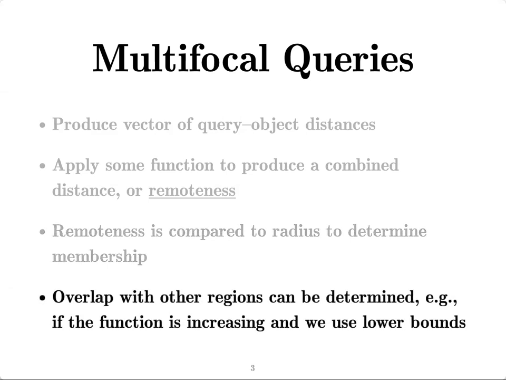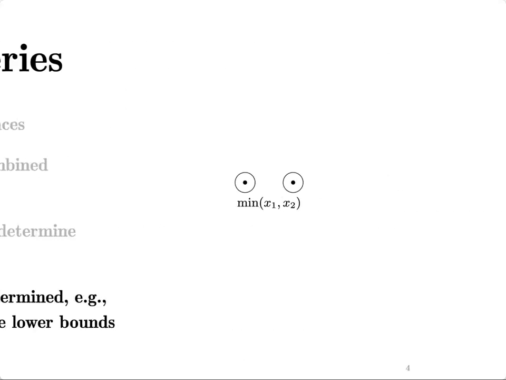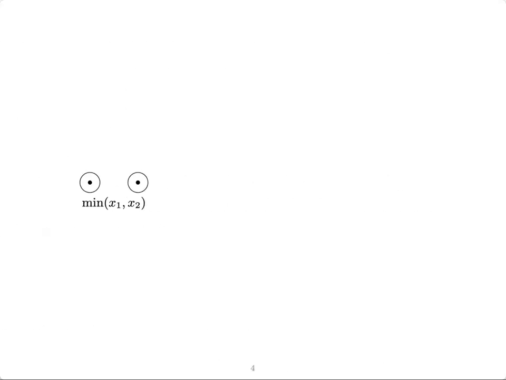And overlap with other regions can be determined. For example, if this remoteness function is increasing and we use lower bounds to determine overlap, we can simply insert the lower bounds instead of the actual distances. And if we get a positive membership, then there is overlap.